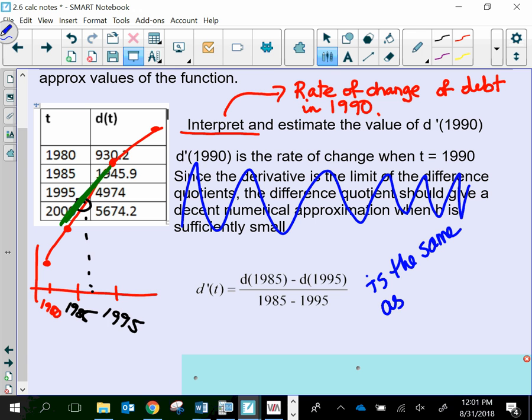Yep. The average slope between 1985 and 1995. Okay.